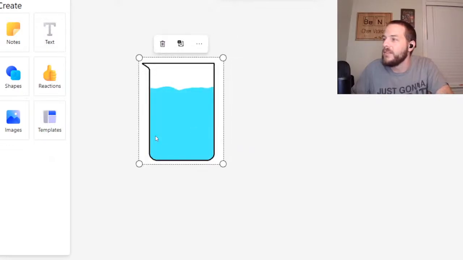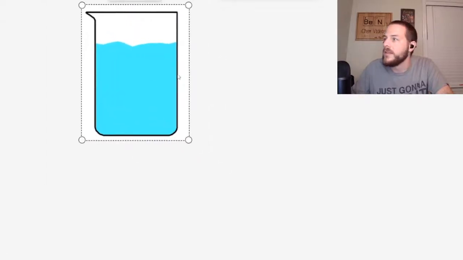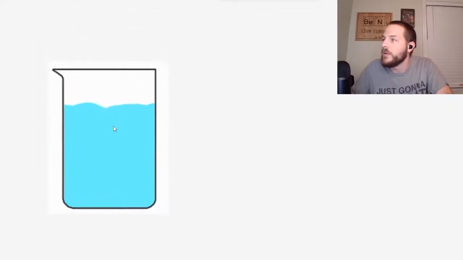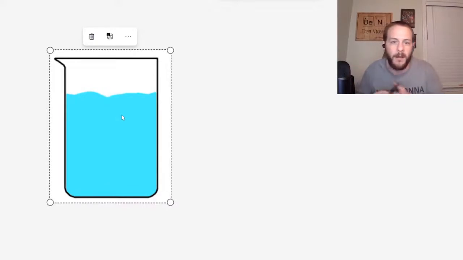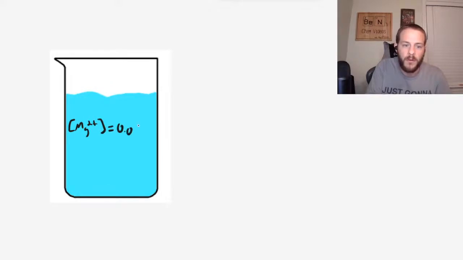Okay, so it looks like I just have the beaker here, but I don't actually have the concentrations of magnesium and calcium in here. I want to make sure I leave myself enough room, so I'll put the beaker right there and write these concentrations in. So what were they? 0.059 and 0.011. We have magnesium ion, Mg2+, at 0.059 molar, and calcium ion, Ca2+, at a concentration of 0.011 molar.